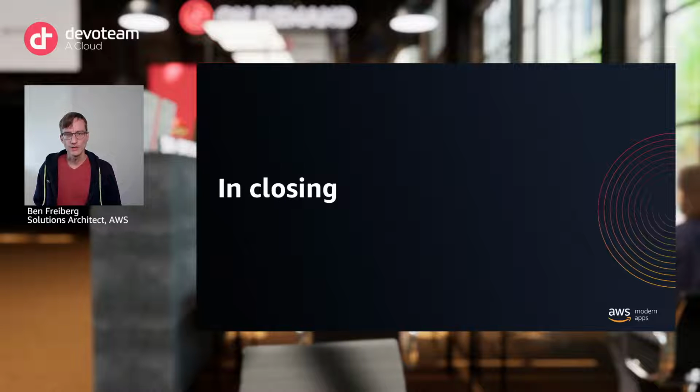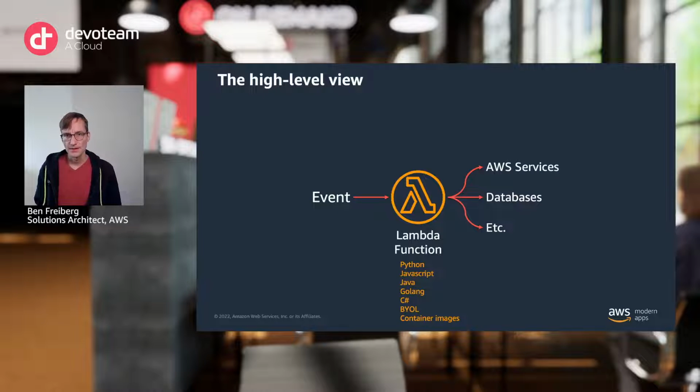So in closing, what we've seen is that Lambda is, on a high level, a way to enter your code and trigger its execution via events, either actively by an asynchronous or synchronous call, or by enabling the Lambda service to read events from other services on your behalf with event source mappings.